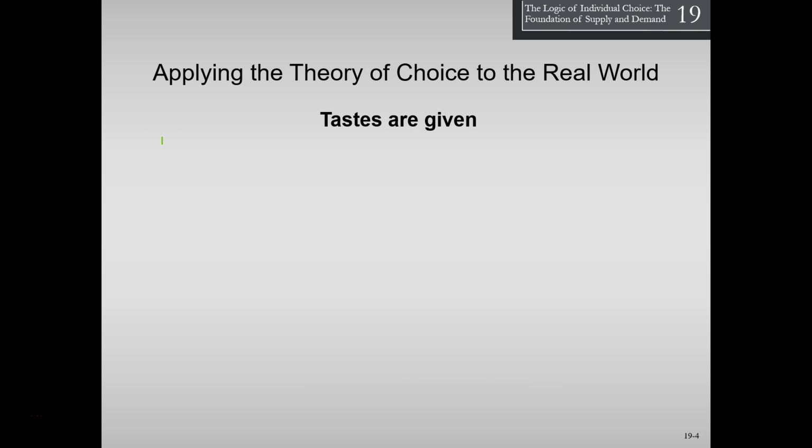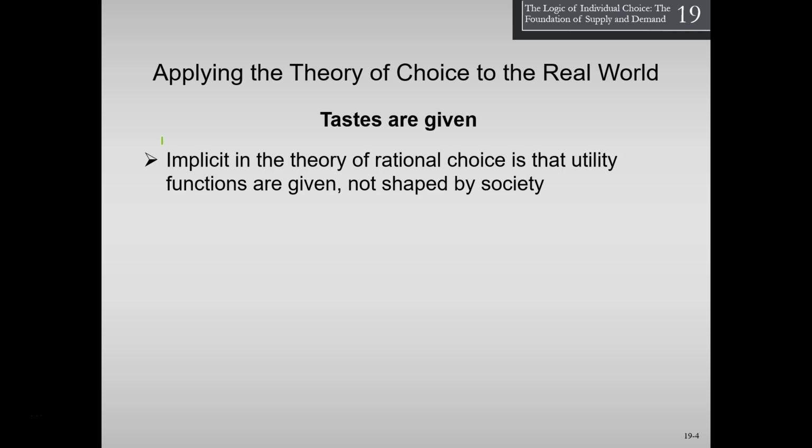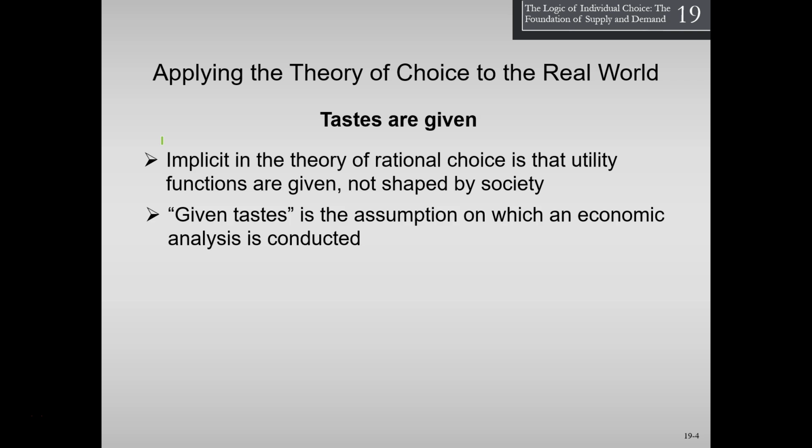Tastes are given. This is another assumption that we make in our model. We're going to say that people basically have the tastes that are given to them. People inherently have tastes that they act on, making their choices given these tastes. So implicit in the theory of rational choice is that utility functions are given, not shaped by society. Given taste is the assumption on which economic analysis is conducted. So we're assuming everybody has their own internal tastes, and that's what they figure out their personal utility on.